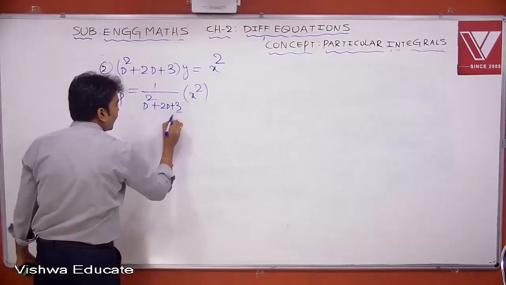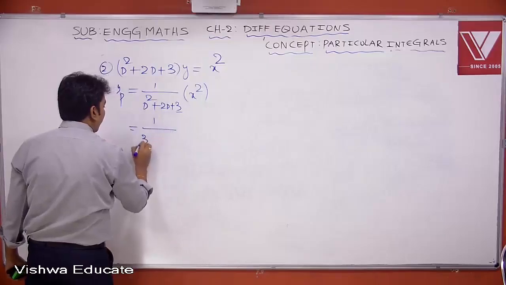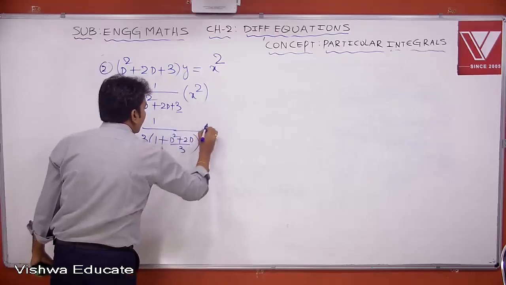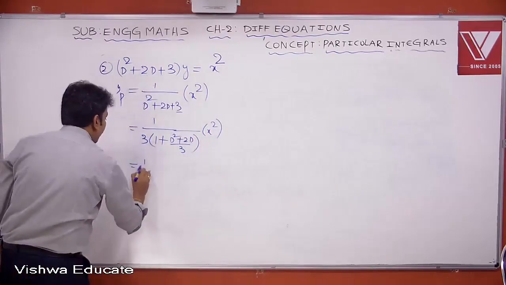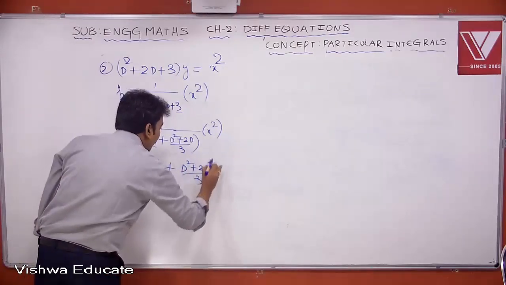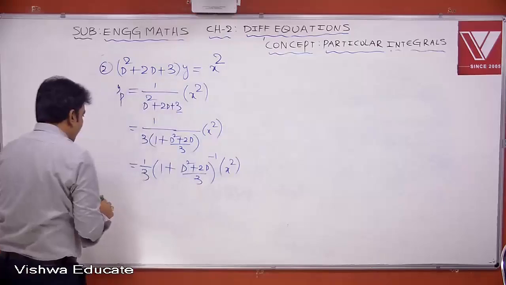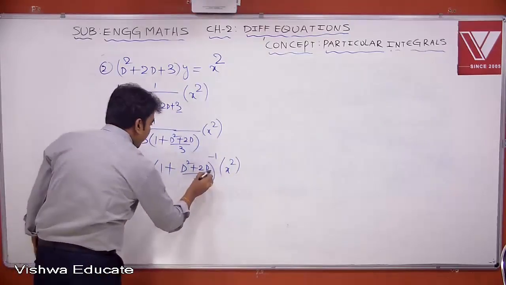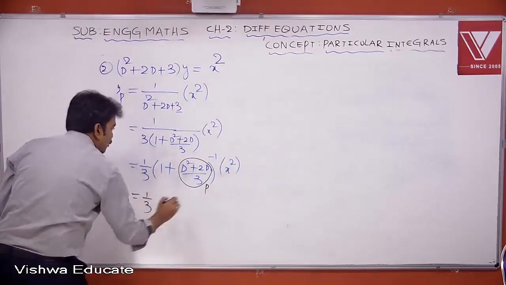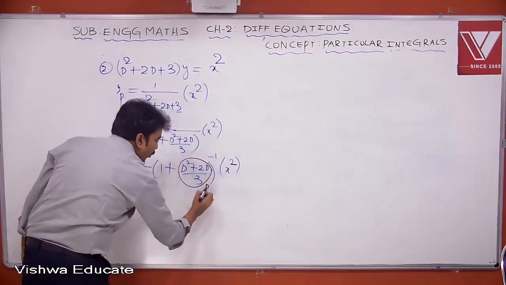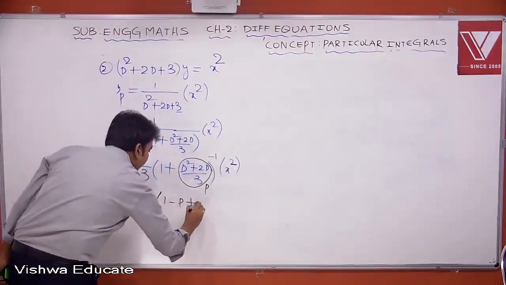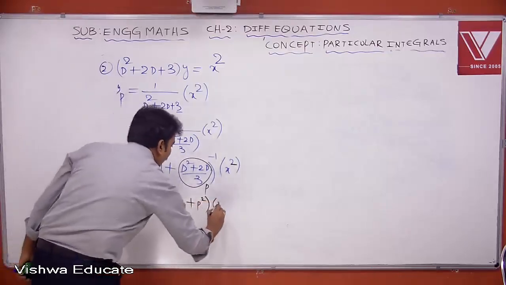Here the least degree term is 3. So take 3 common. This is 1 by 3 into (1 plus (D square plus 2D) by 3) of x square. So therefore this is 1 by 3 into (1 plus (D square plus 2D) by 3) whole inverse of x square. Now you can call this expression p. So 1 plus p. Here the power of x is 2, so I will go up to the series expansion up to p square only. (1 plus p) whole inverse is 1 minus p plus p square, of x square.